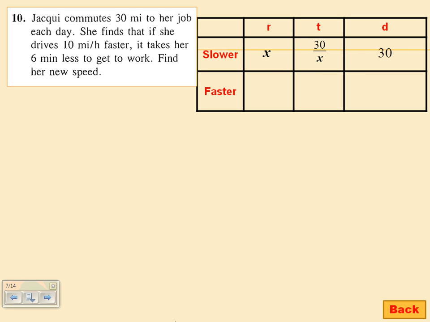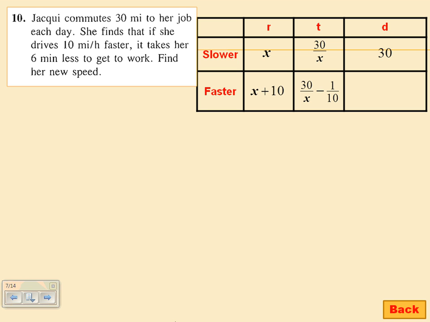Now, according to the problem, she drives at the faster speed 10 miles an hour faster. So that's going to be X plus 10. But when she travels at that speed, she travels 6 minutes less. But one thing you should remember is that you cannot write 6 minutes in time. You have to convert it to hours. How much is 6 minutes out of an hour? Well, that's 1/10 of an hour. So the way I set it up for her time at the faster speed is 30 over X minus 1/10, because 6 minutes is 1/10 of an hour.